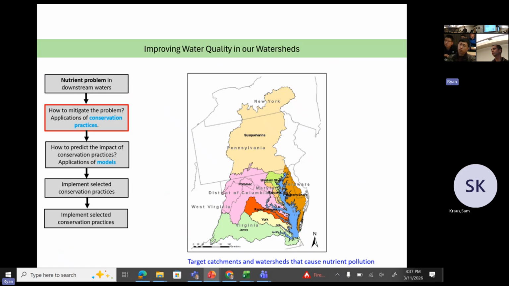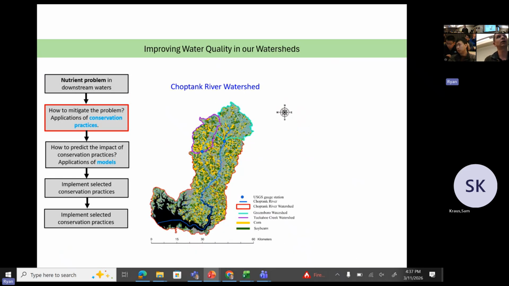We need to target those with conservation practices and then see how that can help the problem in the receiving waters of the Chesapeake Bay. So we're going to zoom into this West Shore here and look at a watershed called the Chesapeake River Watershed.